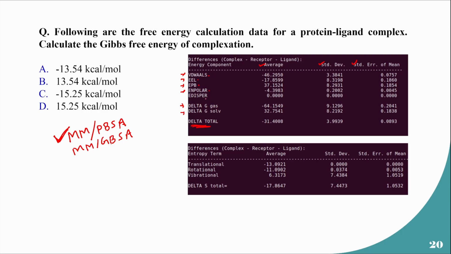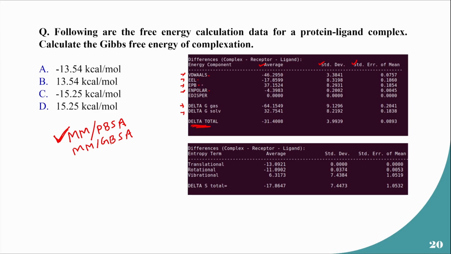So delta G gas is basically the sum of van der Waals and electrostatic, and the delta G sol is the total solvation free energy, which in this particular case is the polar solvation and the non-polar solvation. If you look into the exact protocol that these algorithms follow, you will notice that the solvation is calculated in a way where the polar and non-polar are done separately. So it is a thermodynamic cycle where if you add up the individual components, you will get these values, right?